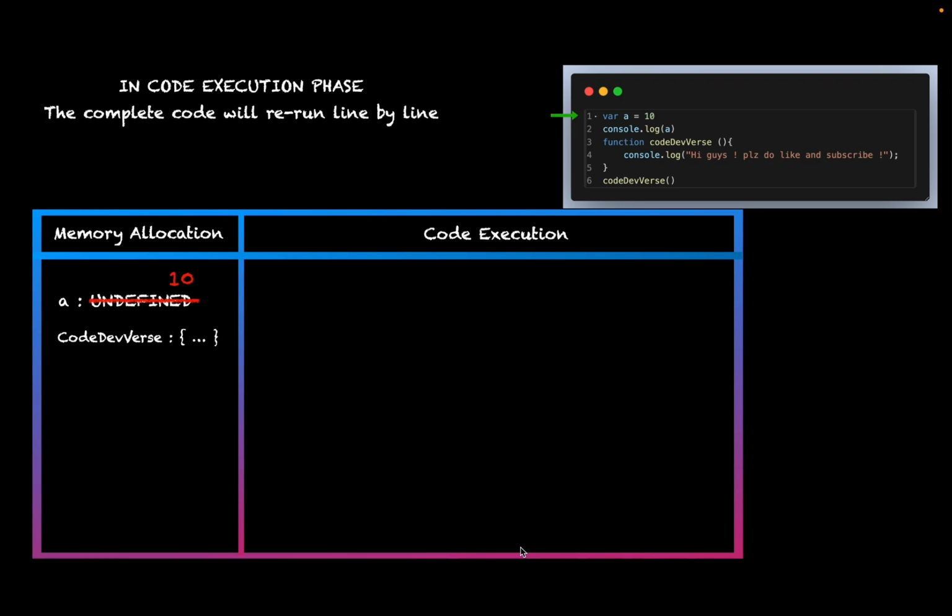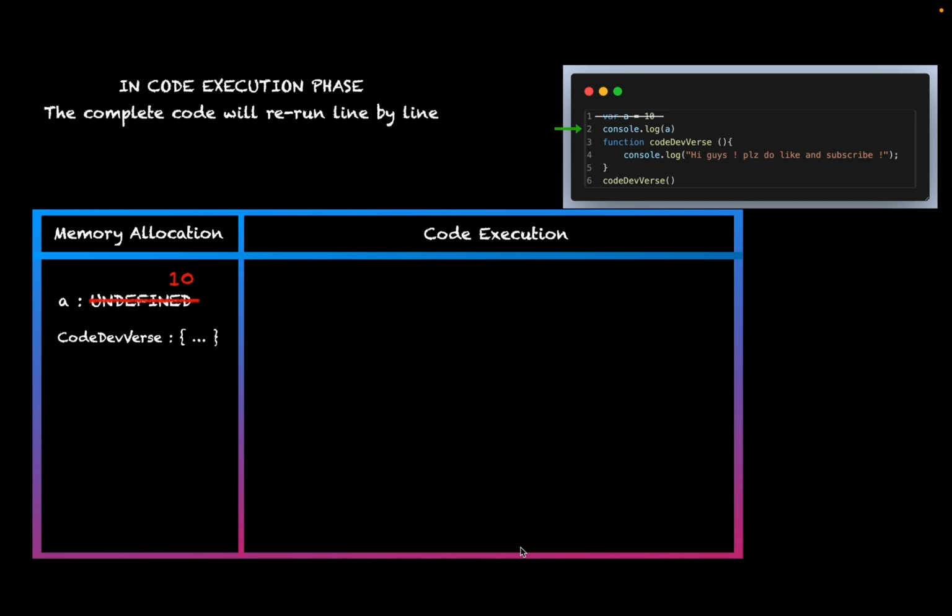And this piece of code is complete. Both the phases, memory allocation and code execution, are now done for this piece of code, and hence it is over. Okay. Now the control comes to line number 2. In line number 2, we have a console log of a. So yes, this line will also get executed.